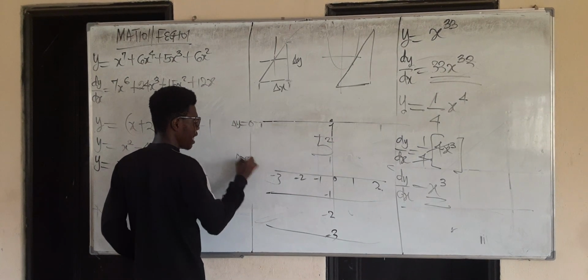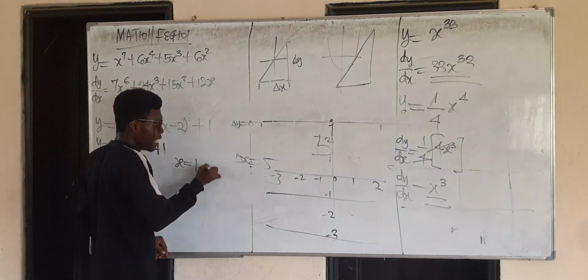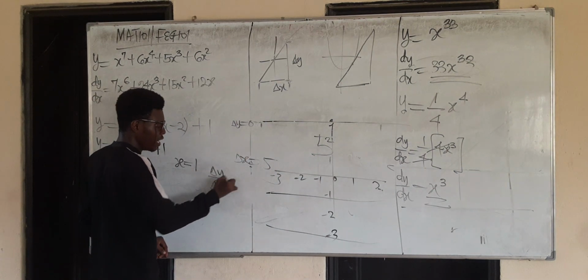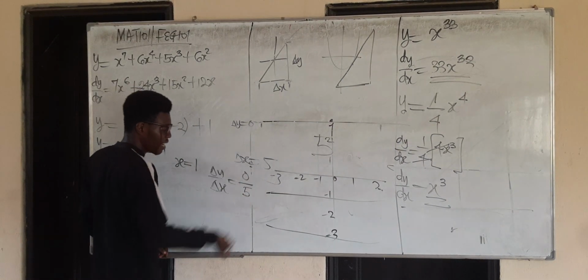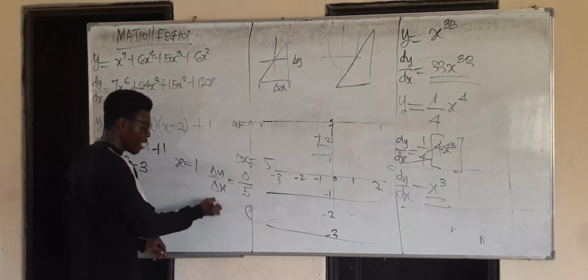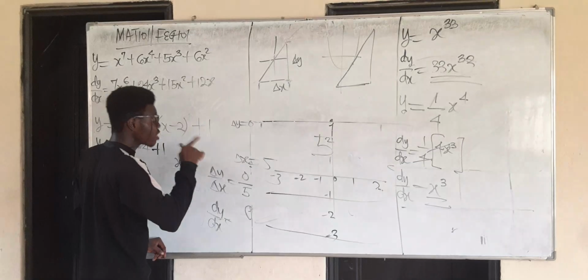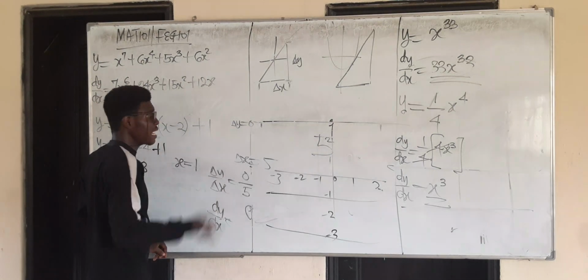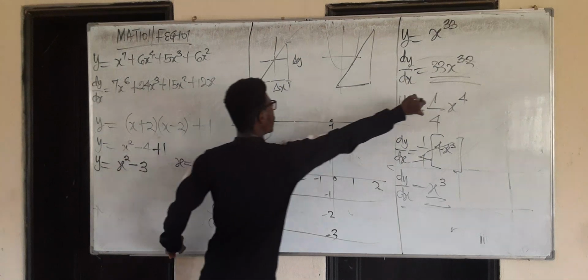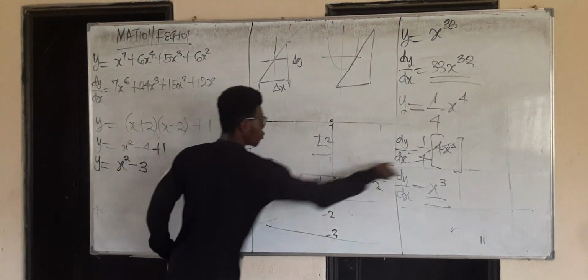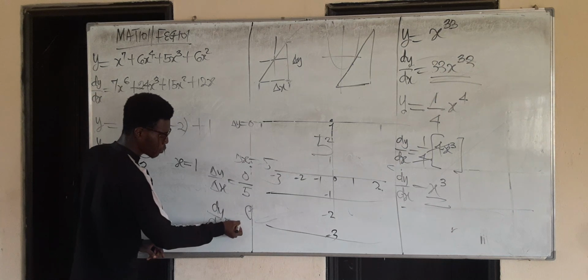Change in x is 5, moving from here to here. So change in x at this point is 5, change in y is 0. For me to find my gradient, change in y over change in x becomes 0 over 5. That means my gradient is 0. And that is why dy over dx of any constant is 0. I just use 3 as a case study. You can use any other constant. You can use 5, then your graph will go like this. If it is 1, it will go like this. So dy over dx becomes 0.